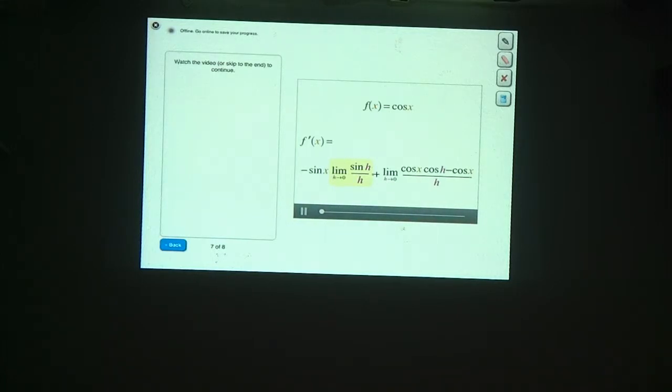Exactly right. This limit equals 1. So this term is minus sine x times 1, which is minus sine x. Now let's take a look at this second term here.